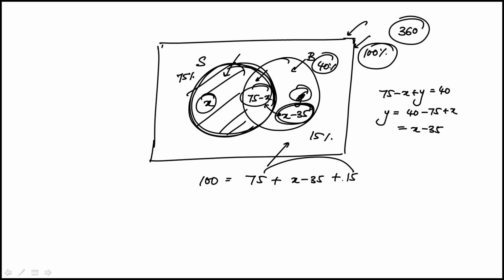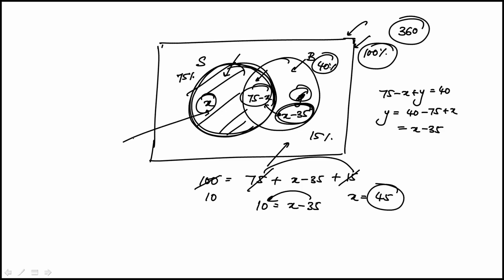So that's 90, 75, and 15. I can subtract that. That becomes 10. And that means X, I move that over, X becomes 45, which is what I'm looking for. And then the question is, how many economists? So we know total is 360, so we just have to do 45% of 360.